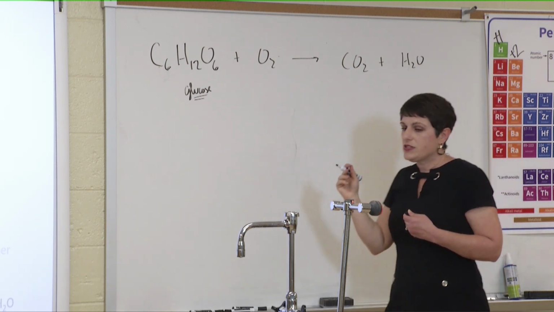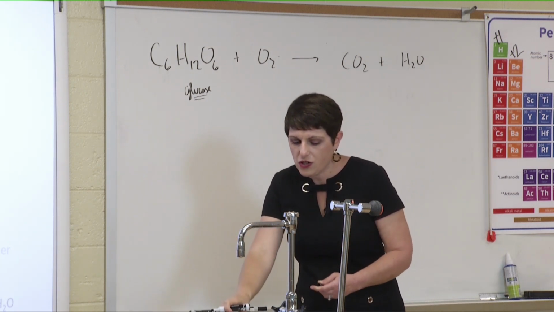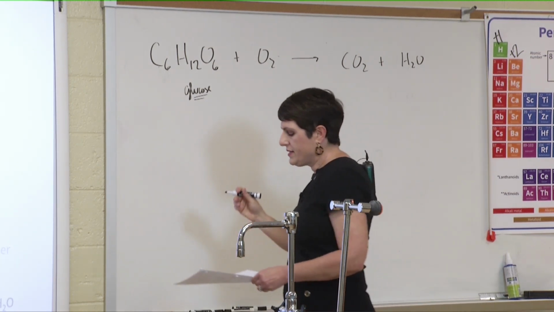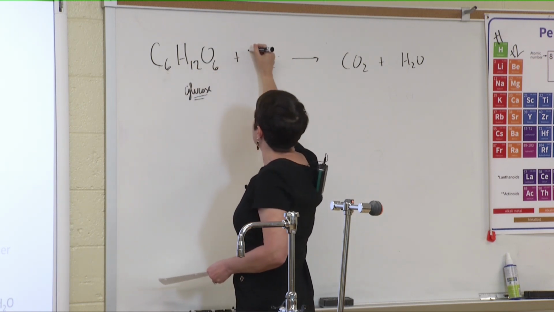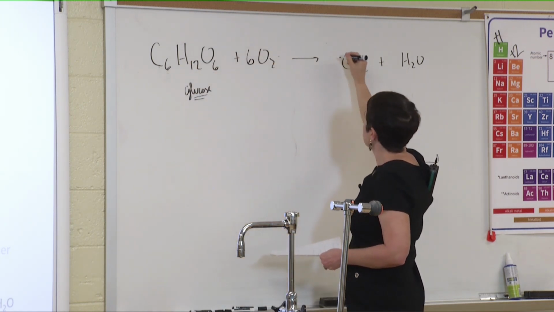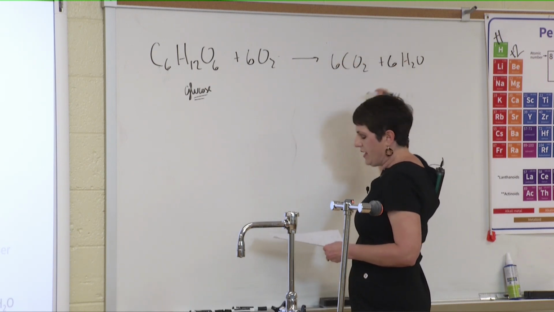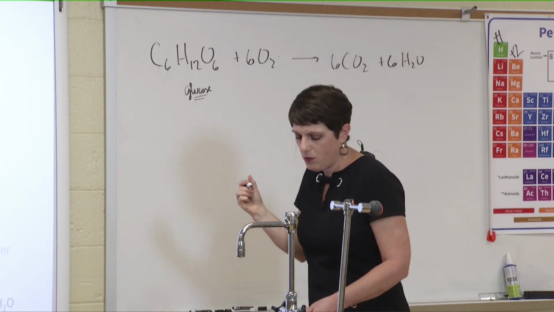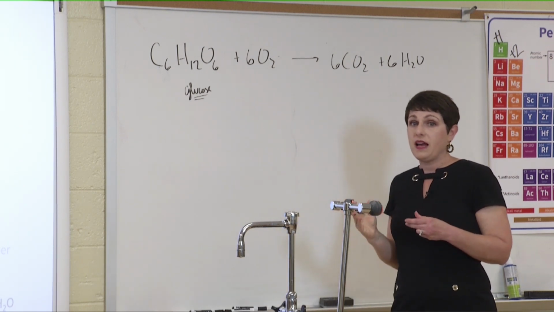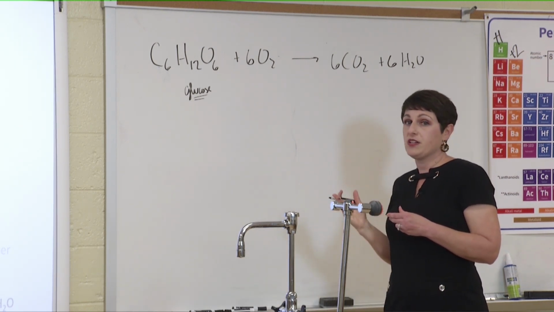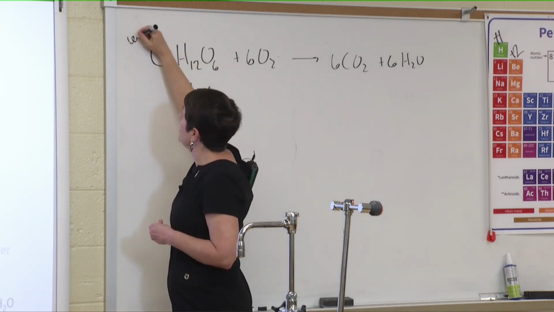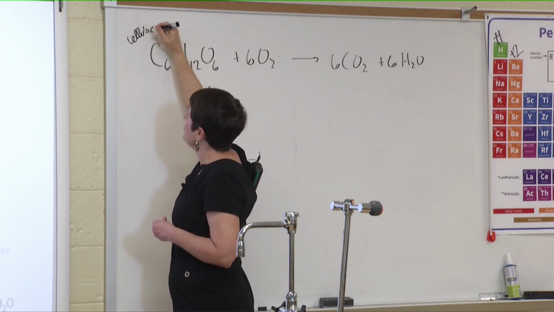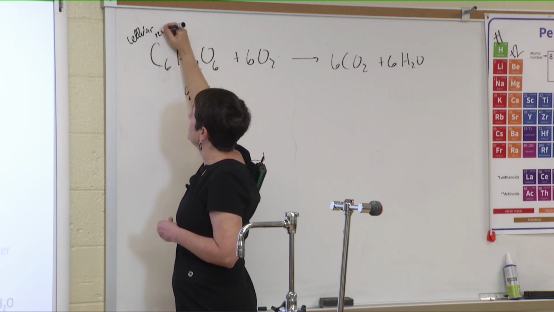Okay? Now, just to make sure we have enough time for all this, I'm going to go ahead and show you what that would look like balanced, simply because I don't want to run out of time. So this would be a 1, a 6, a 6, and a 6. And if we have time, we can come back and balance that one. I just want to make sure we get through all of our reactions so I don't spend too much time on combustion. All right? So that's cellular respiration, which is another type of combustion reaction.